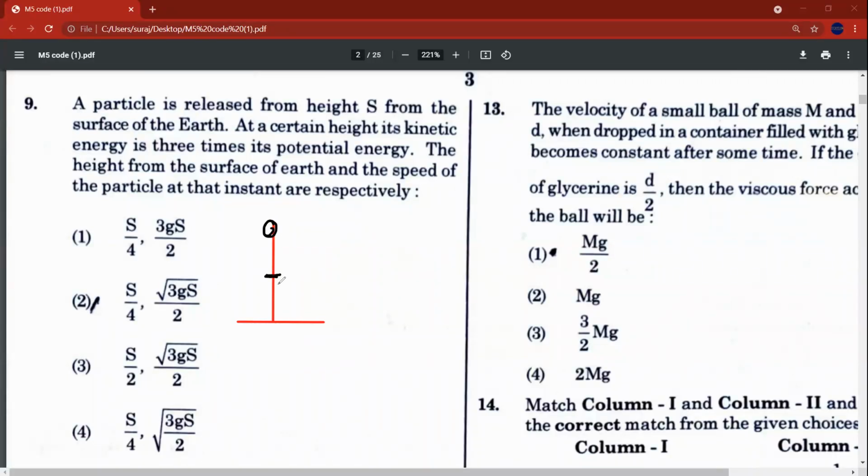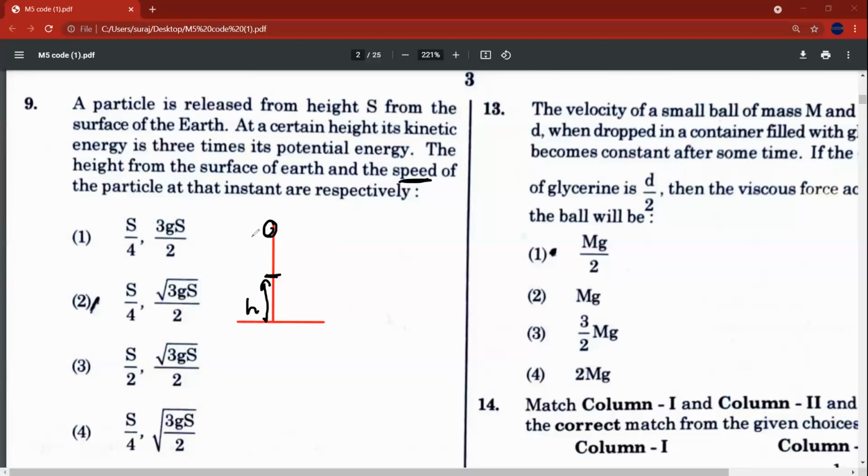Their kinetic energy is 3 times its potential energy. Now they are asking the height from the surface of Earth and the speed of the particle at that instant. The height from the surface of Earth, they are asking h. So height from the surface of Earth is given as s by 4, and velocity, the speed, they are also asking.